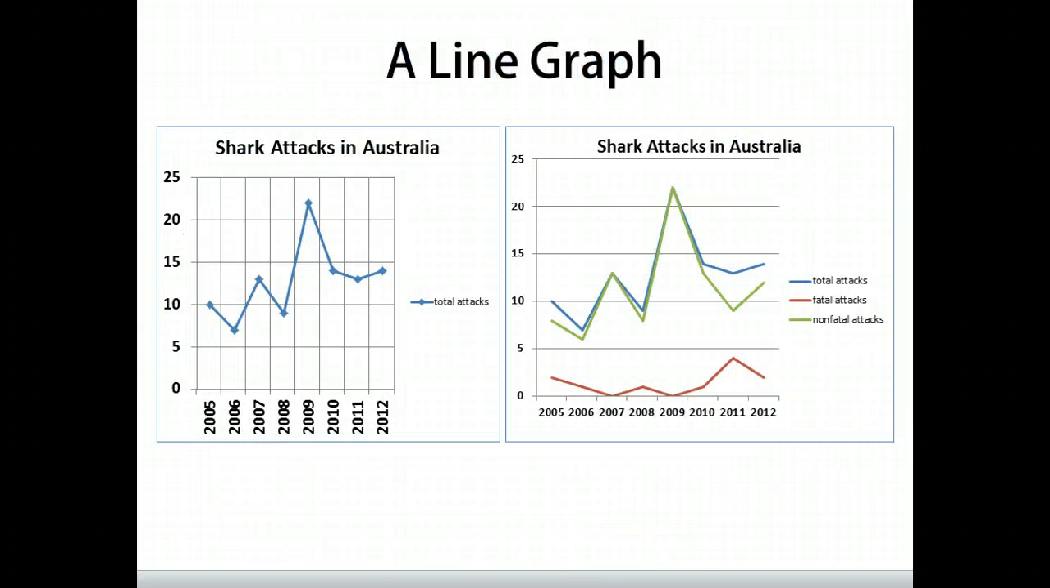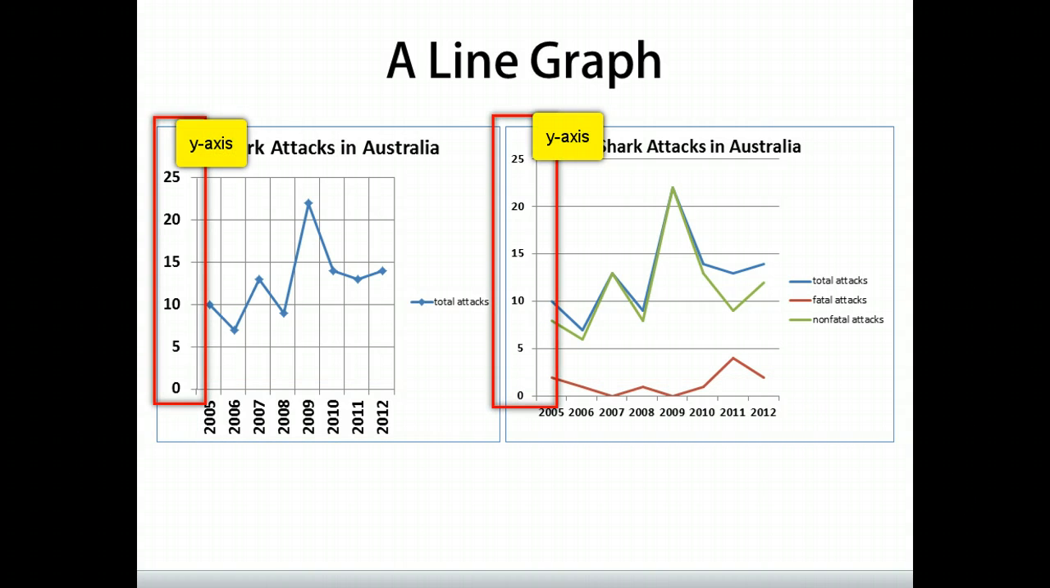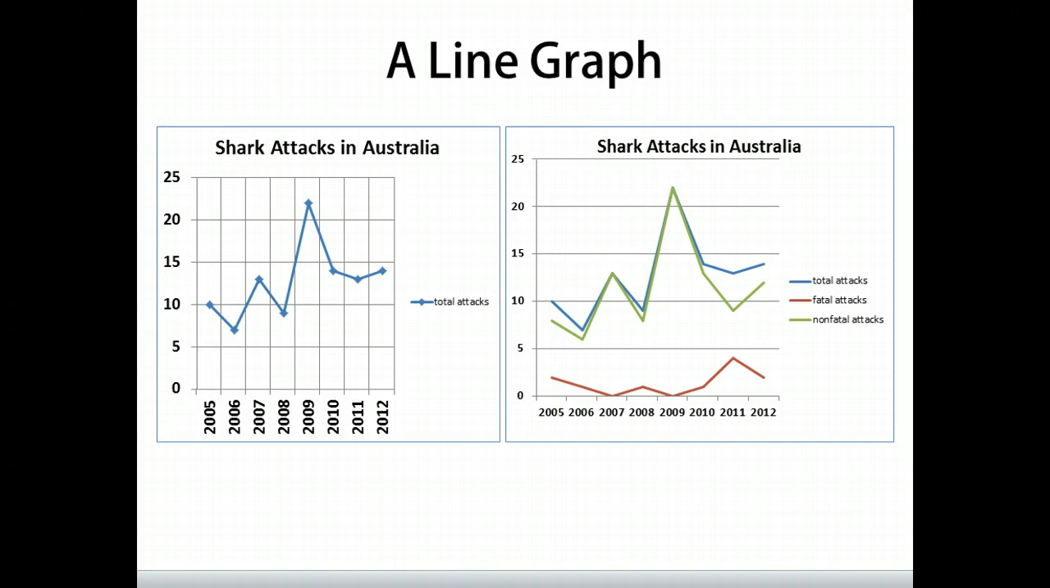First, let's talk about the different parts of the line graph. So the bottom line, the line that goes horizontally, is called the x-axis. And the line that goes up and down on the left is called the y-axis. And in the center of the graph, you have the line itself. And with the line graph, it's easy to see how things change over time, or how things increase and decrease.